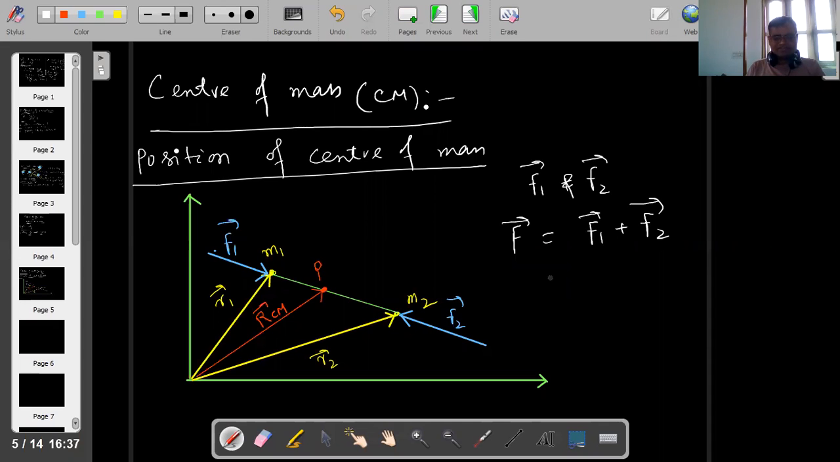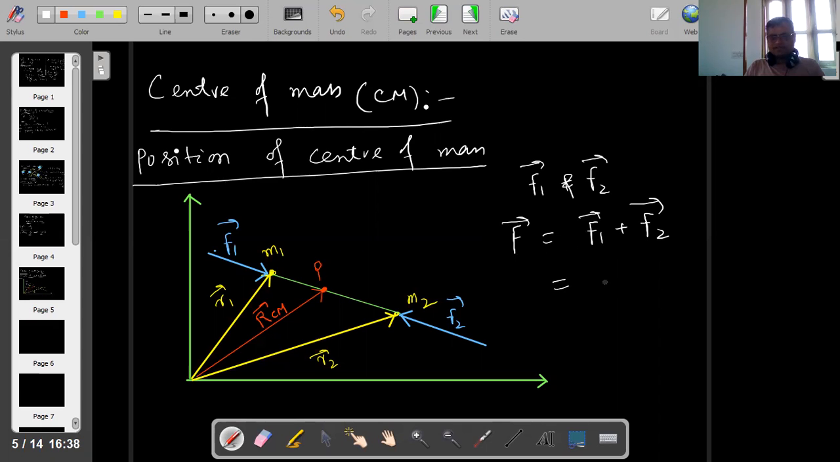The rate of change of momentum is directly proportional to the external force applied, and it takes place along the direction of the force. Write down: the force applied on the system, let F be the net force, then F is equal to F1 plus F2.